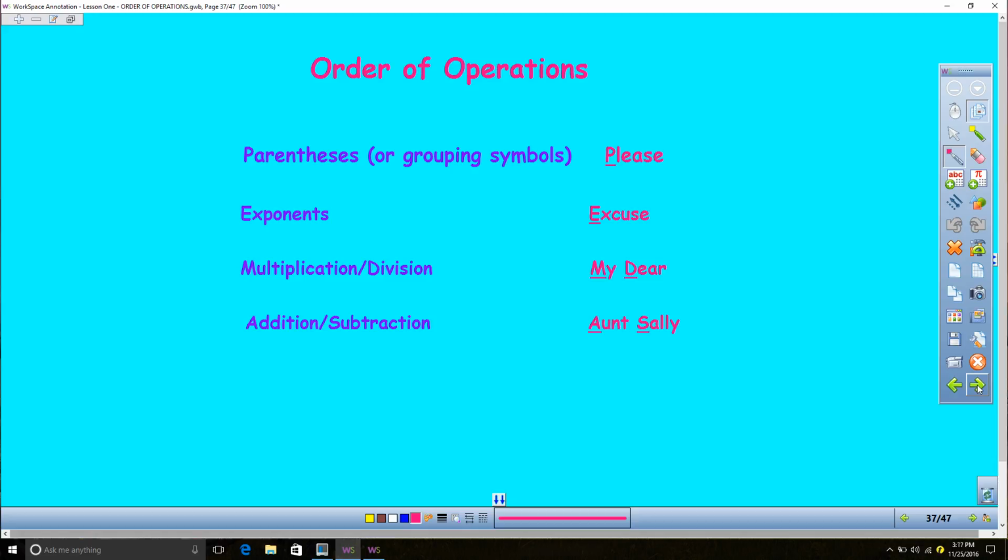So anytime you have an expression that you have to simplify, you need to be sure to do the operations in the correct order. Look for parentheses first, then exponents, then multiplication and division from left to right, and last of all, addition and subtraction from left to right.